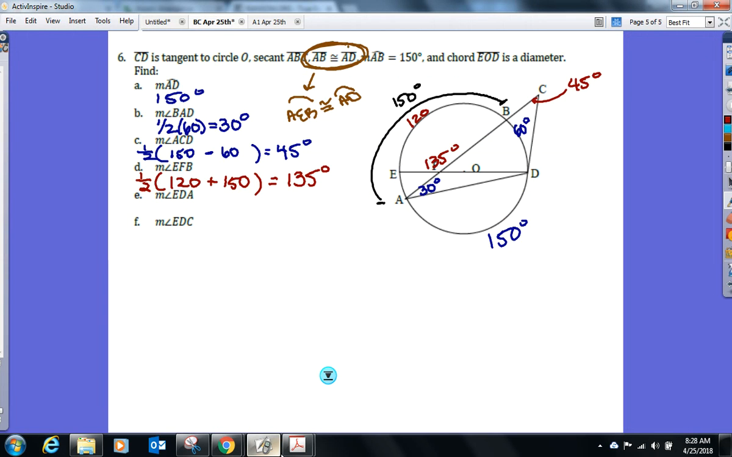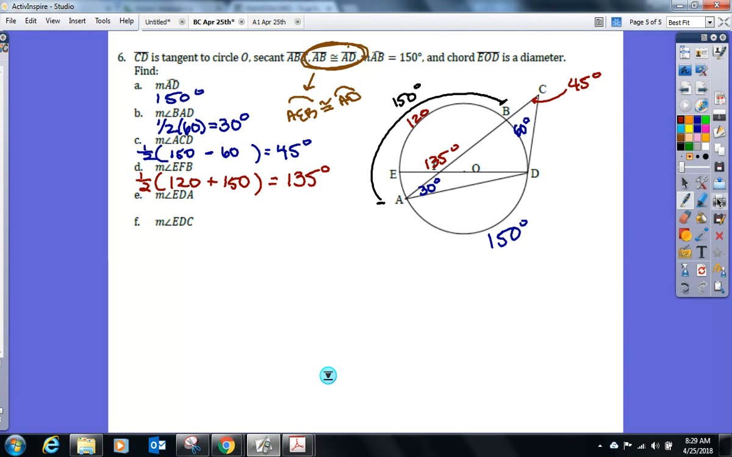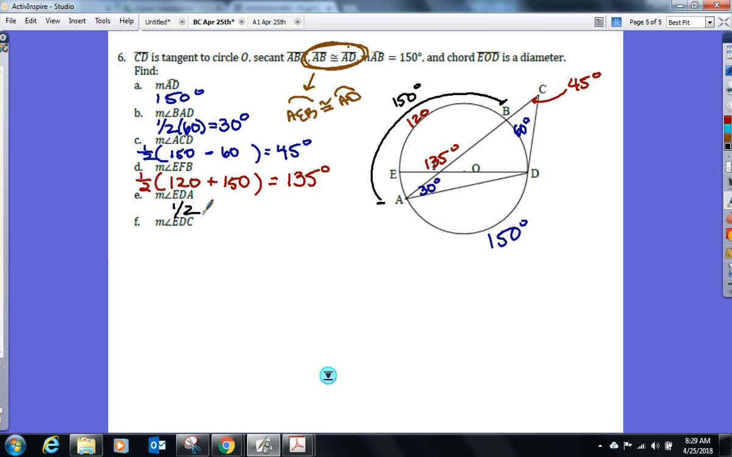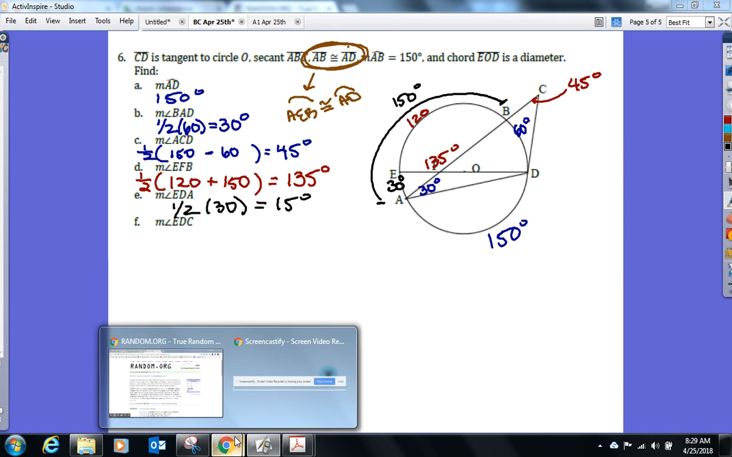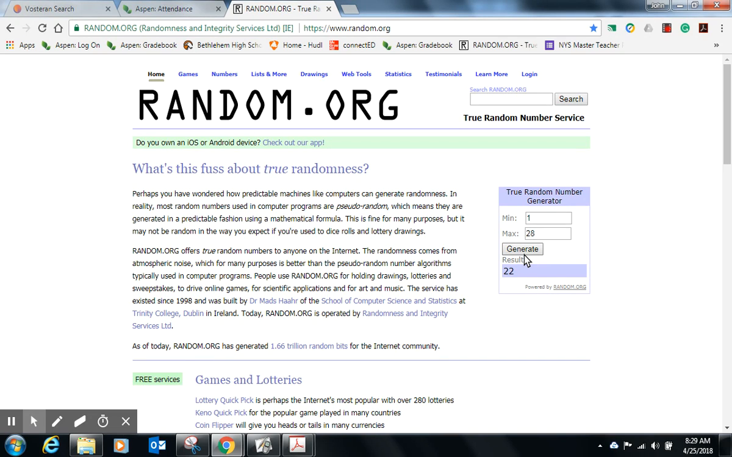Here we go. EDA, inside, central, inscribed. Ooh, problem. Yes, it's inscribed, but I don't know the arc that it's drawn to. Can you find it, though? What's that arc? How do you know? 150 minus 120. Yep, these two arcs add to 150. I already knew that's 120, so that's got to be 30. Half of 30, what do you got for me? 15. And we're going to finish this off right now.